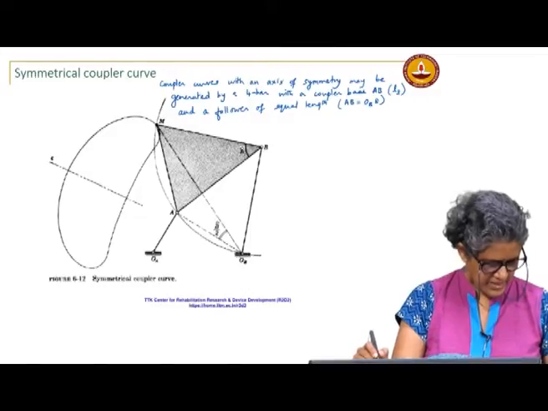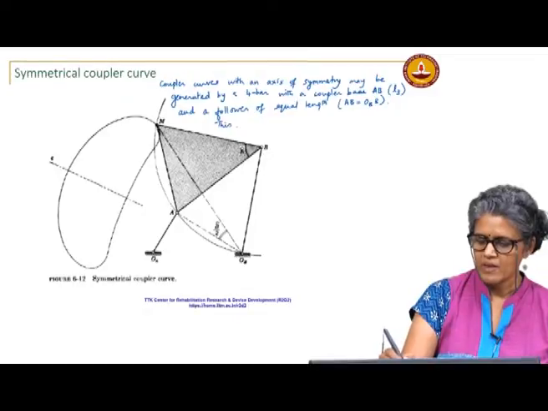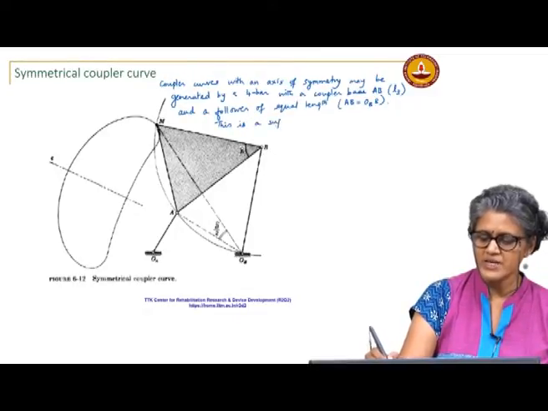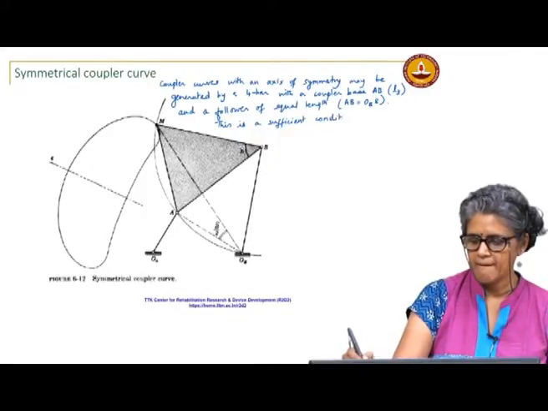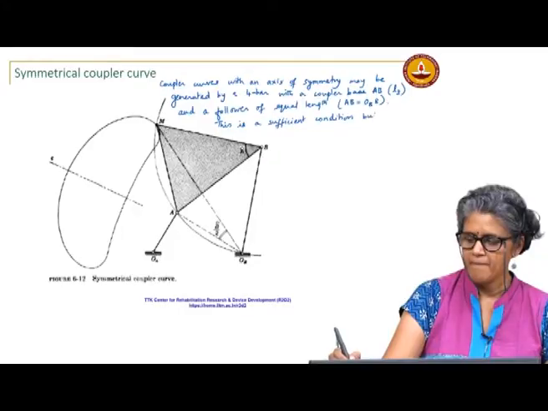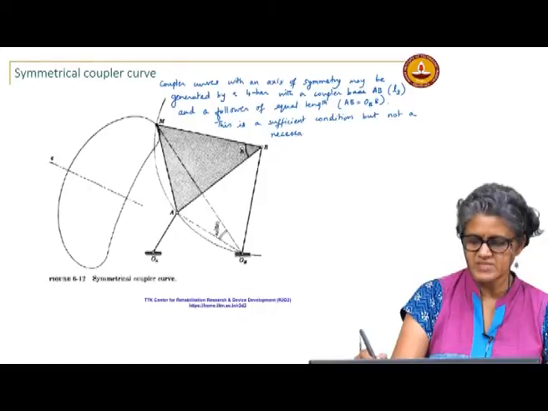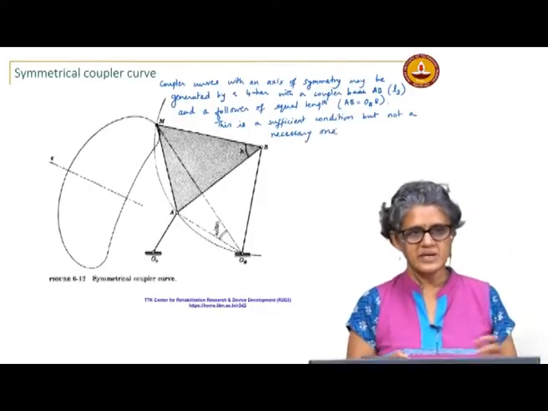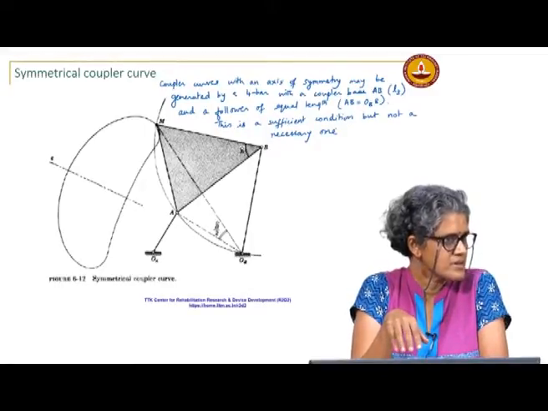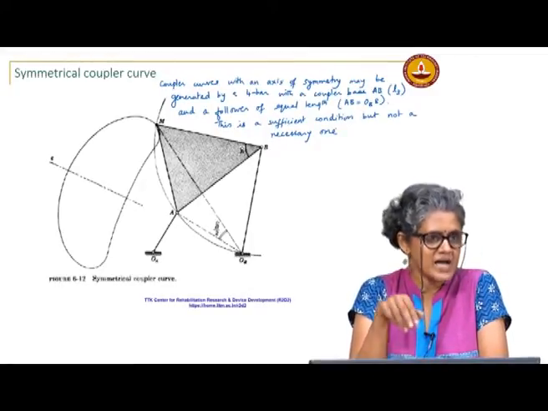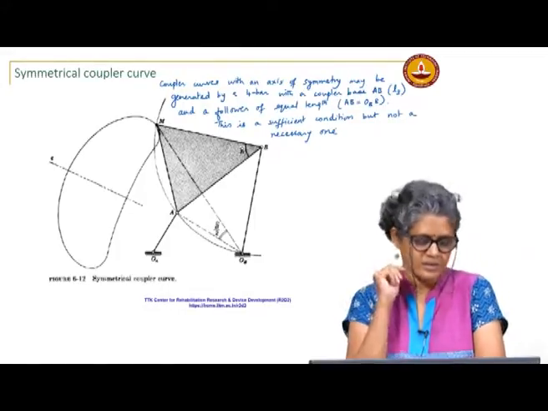Okay. This is a sufficient condition, but not a necessary one. So, there may be other linkages that can generate a symmetrical coupler curve. This is one way to generate a symmetrical coupler curve. Okay. It is not necessary that this condition has to be met in order to generate a symmetrical coupler curve.